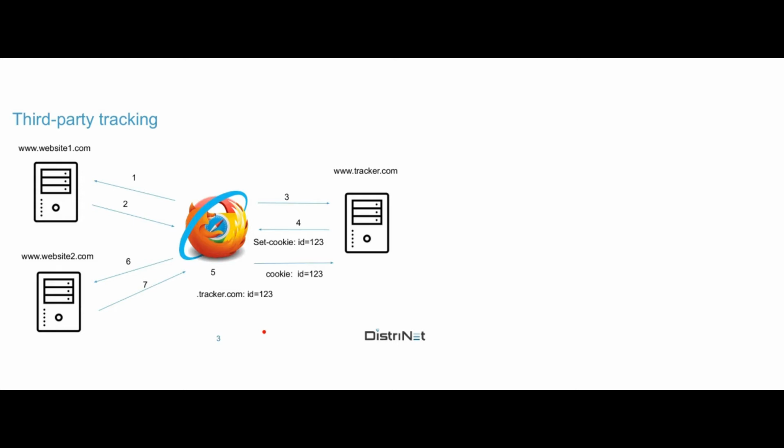So the next time that the user visits a different website which includes the same tracker, the cookie will be sent together with a request to the tracker. This way, the tracker will know that it was the same user that visited both these websites. And this allows trackers to build a profile of our browsing behavior on the web.